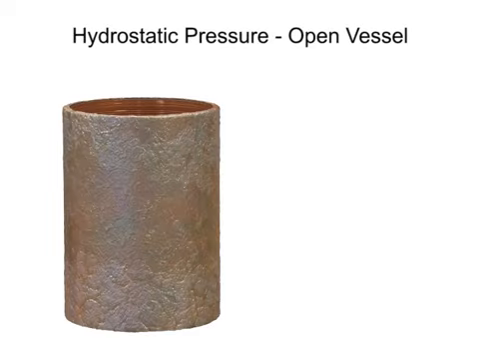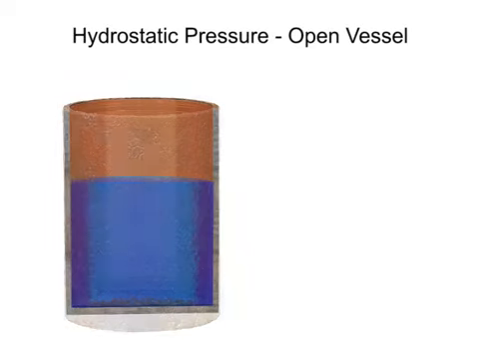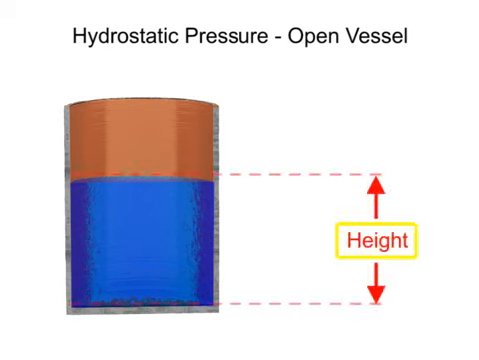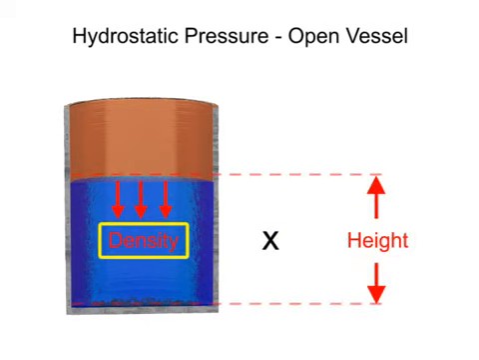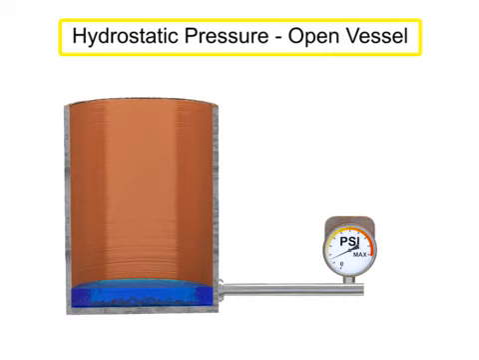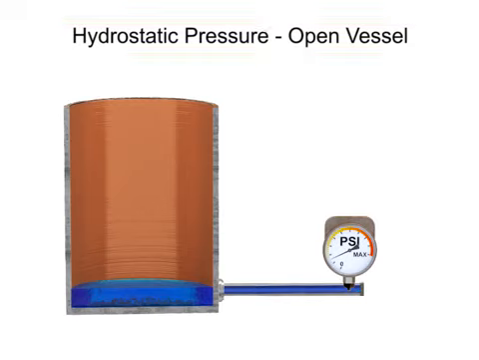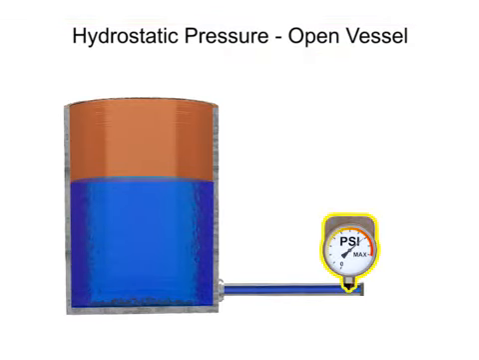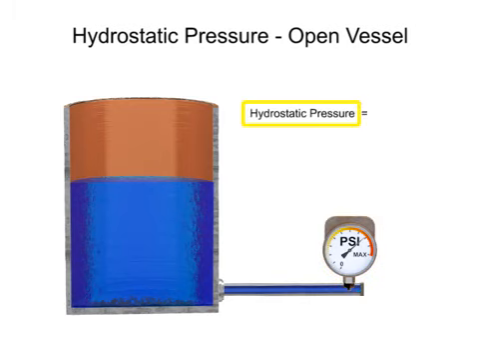The pressure exerted by a fluid material in a vessel is directly proportional to its height multiplied by its density. Hydrostatic pressure, or head pressure, is the force produced by a column of material. As the height of the material changes, there is a proportional change in pressure. To calculate hydrostatic pressure, the density of the material is multiplied by the height of the column.